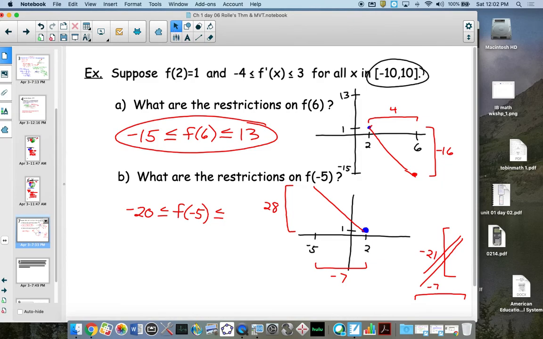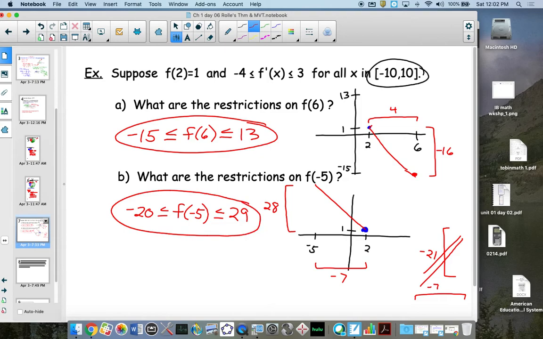So what that means is, with the slope of negative 4, if we go 1 over, 4 up, 1 over, 4 up, 1 over, 4 up, 1 over, 4 up, 1 over, 4 up, etc., not drawn to scale, then if we started at y value of 1 and we went up 28 units, that would take us to y equal 29. And so we know that f of negative 5 would have to be between negative 20 and positive 29.